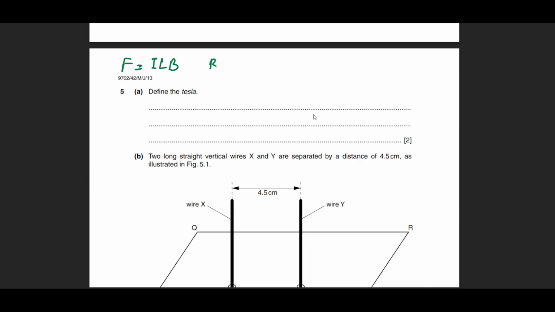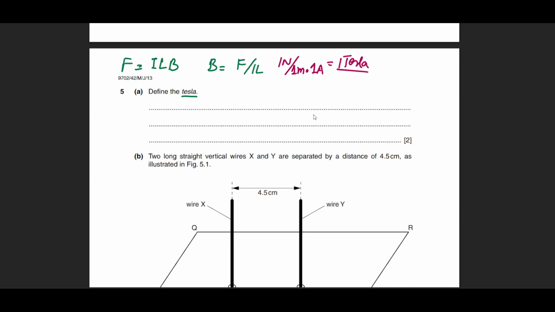So what I'm going to do is make B the subject of the formula. And since this is an SI unit, I will define it by putting everything as 1 in the formula. So 1 Newton of force divided by 1 meter of length multiplied by 1 ampere of current, then the magnetic field strength will be 1 Tesla. So that is how you define units.